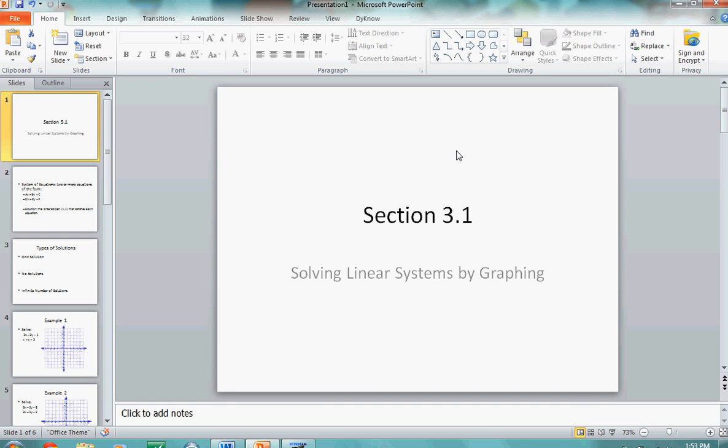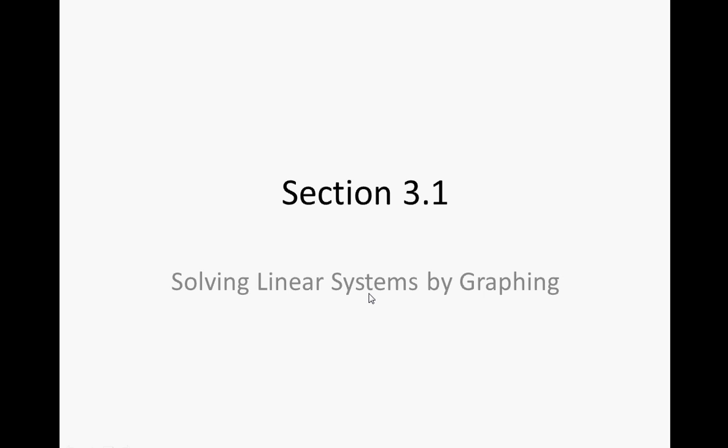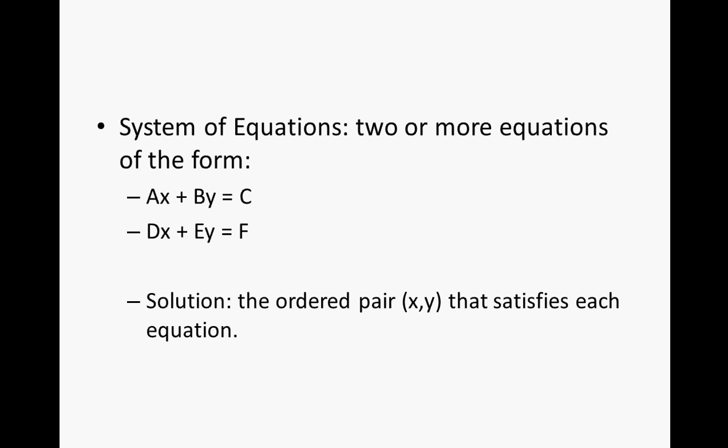Now, first off, what we're going to do here is start this new chapter, and the new chapter is on solving linear systems by graphing. So, first off, a system of equations is two or more equations of the form ax plus by equals c or dx plus ey equals f, meaning you basically just have two linear equations.